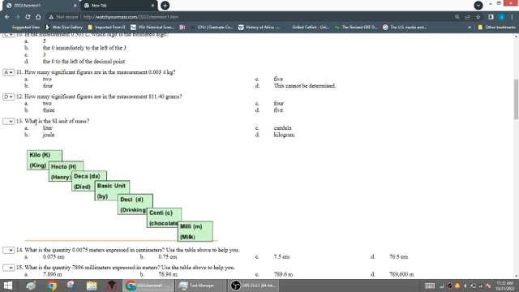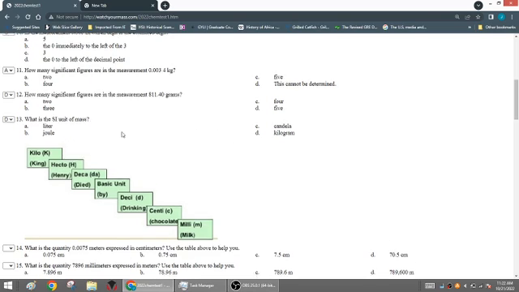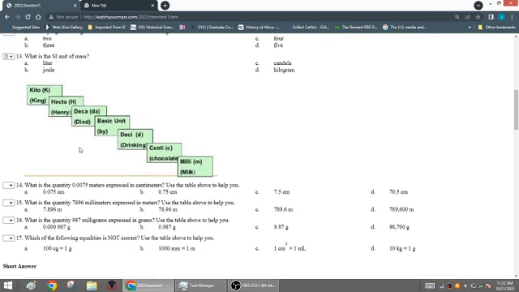And what is the SI unit of mass? Kilogram. D. All right. So what is the quantity 0.0075 meters expressed in centimeters?